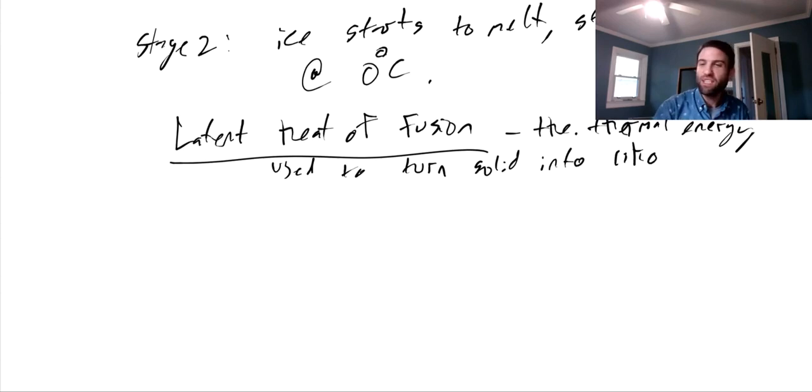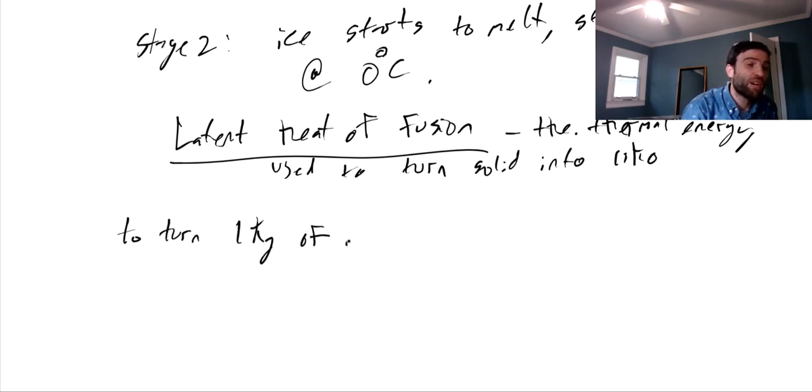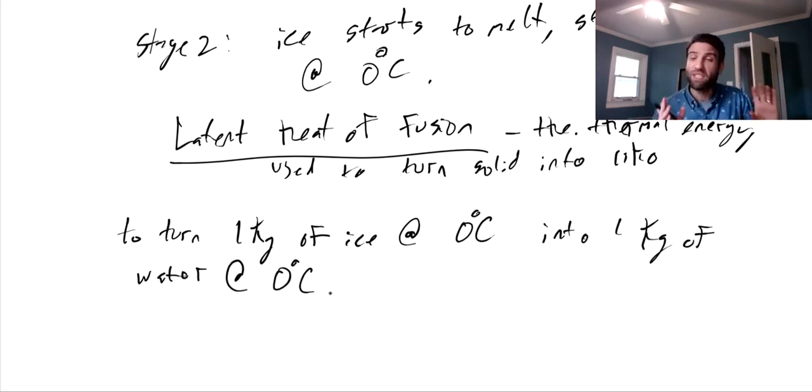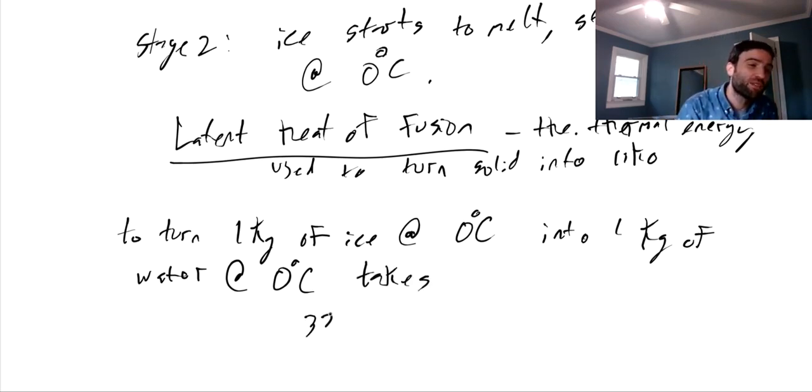Latent heat of fusion. This can actually be a large amount of energy required. So for instance, to turn 1 kilogram of ice sitting at 0 degrees C into 1 kilogram of water, also at 0 degrees Celsius, so not changing the temperature of the system at all, just melting a kilogram of ice, requires something like 330,000 joules of energy.